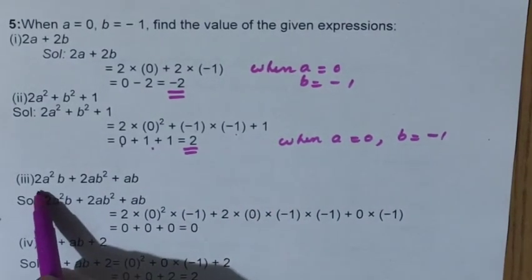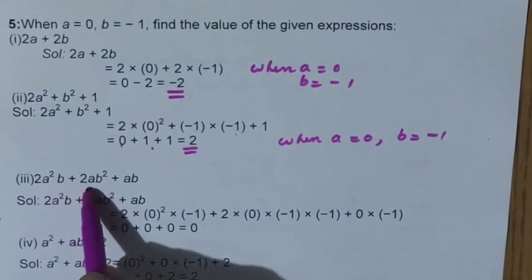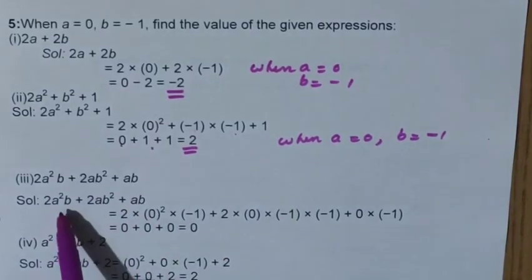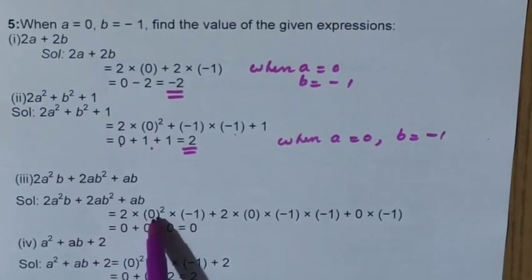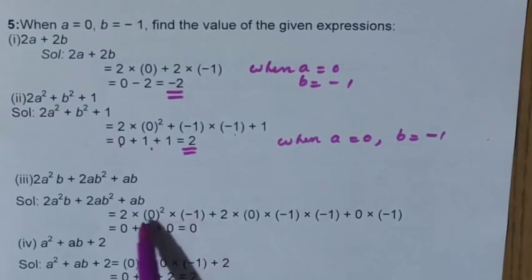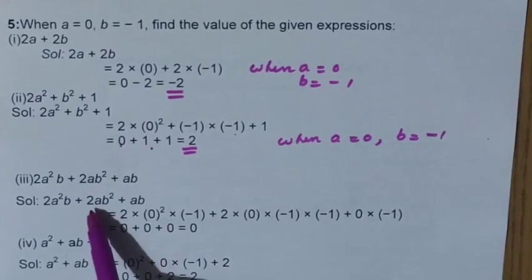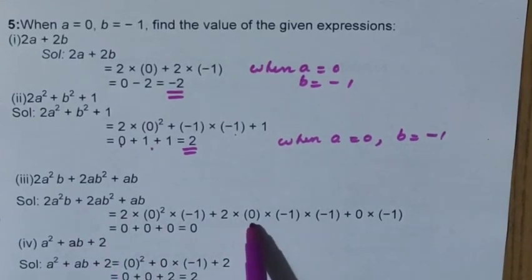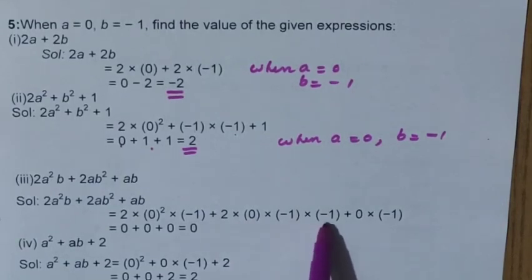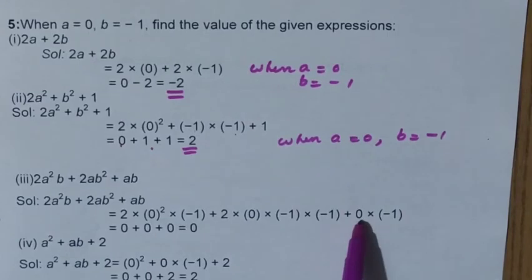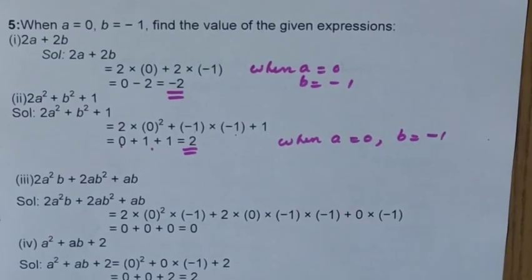Now the third question. 2a square b plus 2ab square plus ab. 2a square b means 2 into 0 square into minus 1. Right? So 0 into anything means 0 only. Now what is the second term? 2ab square. So again you can see that a value is 0. So 2 into 0 into minus 1 square, or minus 1 into minus 1. Again 0 we are getting. ab. So 0 into minus 1, it is equal to 0 only.